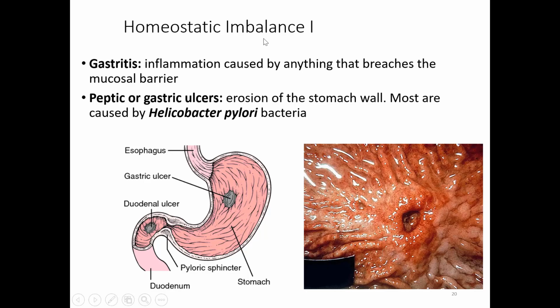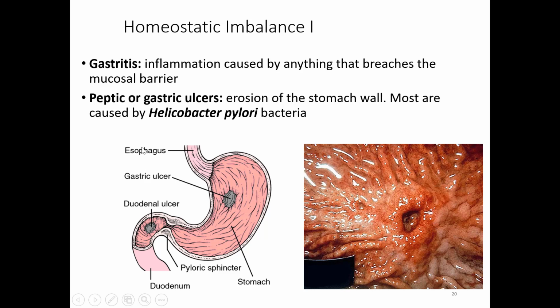Homeostatic imbalances. What many people have nowadays is called gastritis. That would be inflammation of the stomach lining, which is usually caused by anything that breaches the mucosal barrier. And in the worst cases, it can turn into formation of ulcers, peptic ulcers or gastric ulcers, erosions of the stomach wall.